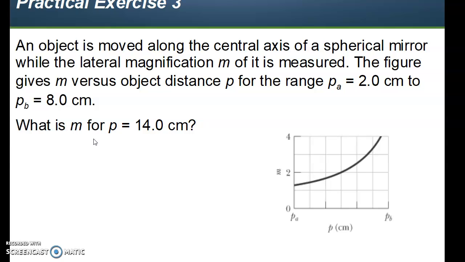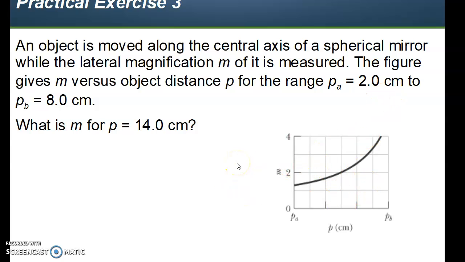Okay, this is practical exercise number 3. This is problem number 6 at the end of the chapter. An object is moving along a central axis of a spherical mirror. The figure gives the magnification, here's how much it's magnified, versus the object's distance for the range pA, right here it's at 2 centimeters, out to pB. What is m for 14 centimeters? So I want you to extrapolate out.